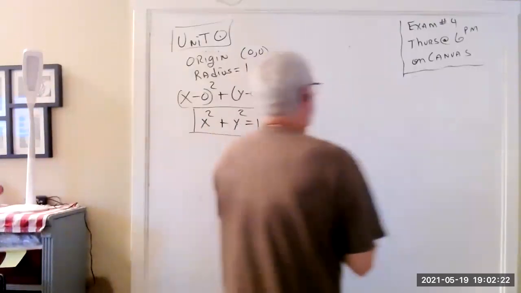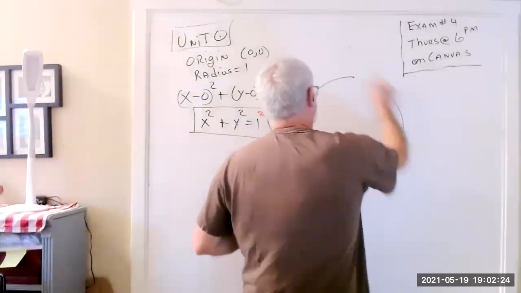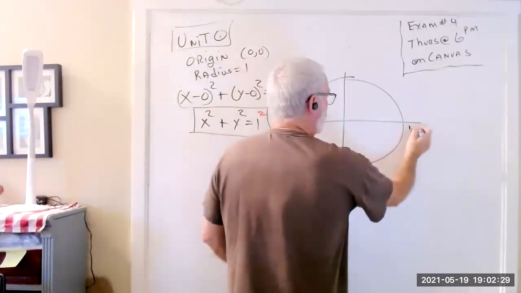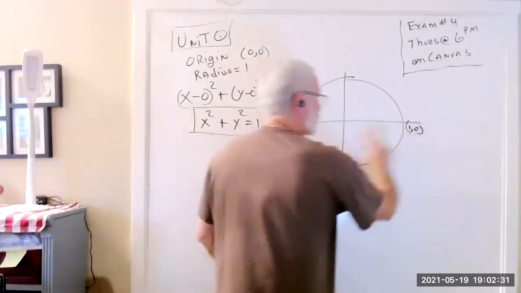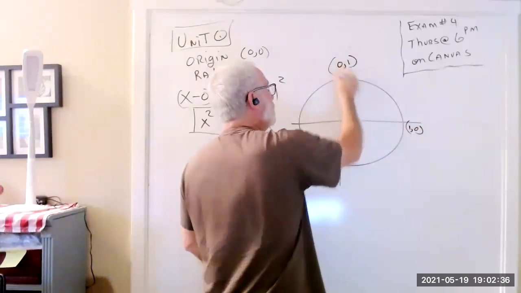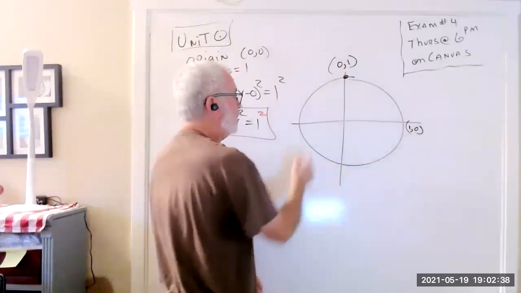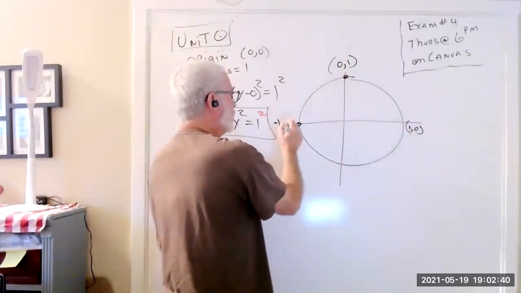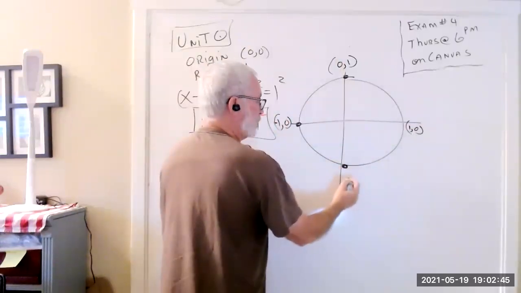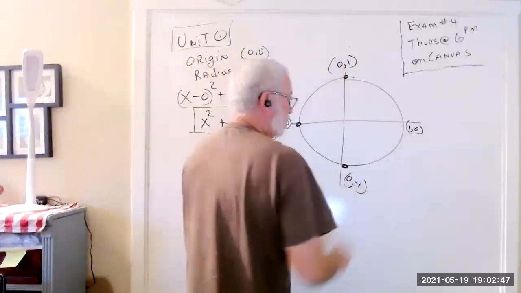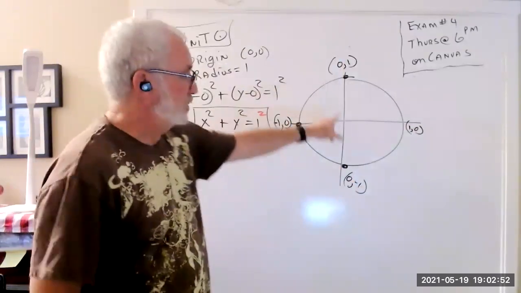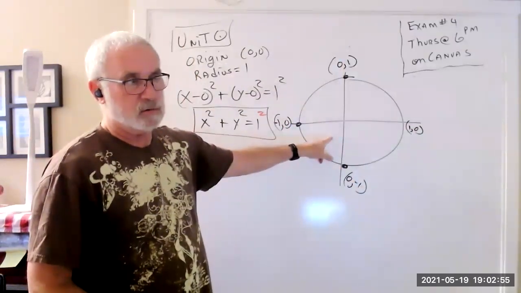Well, let's look at it for a second. A unit circle. It's at 0, 0. So this is the ordered pair 1, 0, because the radius is 1. This is 0, 1. Again, the radius is 1. This is -1, 0. The radius is 1 backwards. And this is 0, -1. This is the equation of the unit circle. This is the picture of the unit circle.